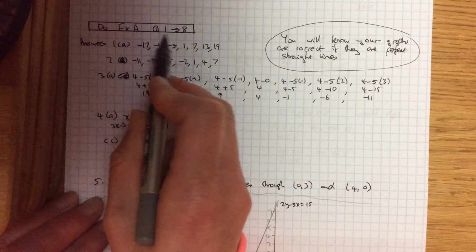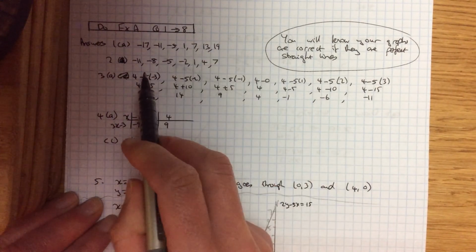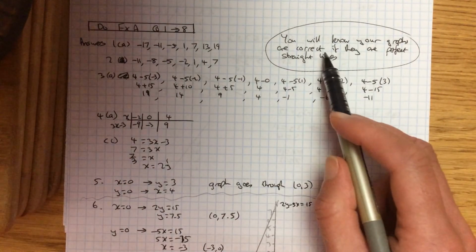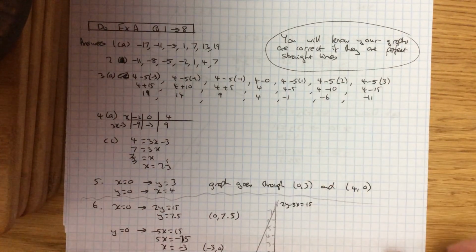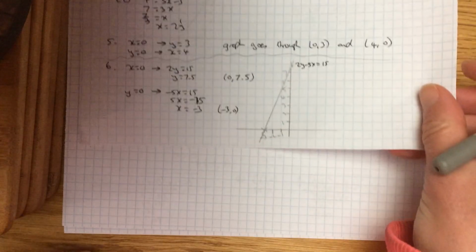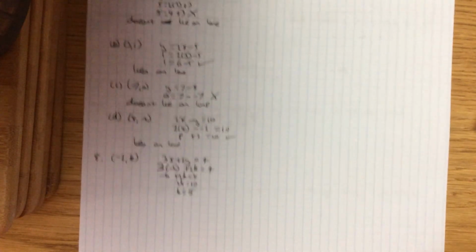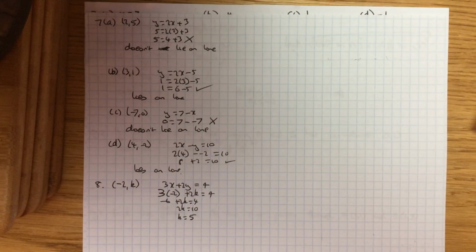Now, what I want you to do for your practice is, from your homework booklets, exercise A, questions 1 to 8. I have all the answers here for you. Now, I didn't draw all the graphs because you'll know your graphs are right if they're perfect straight lines. So all your answers are there for you for this lesson. And I'll upload them for you.